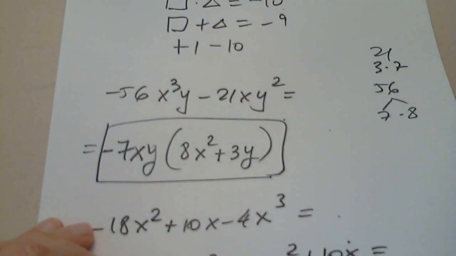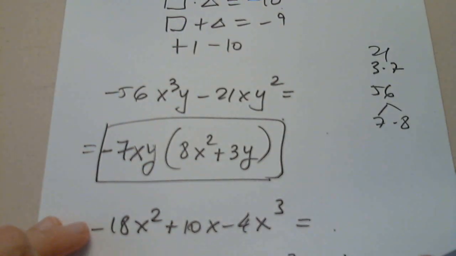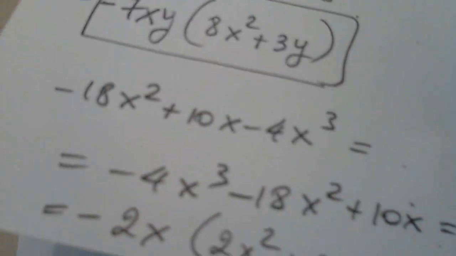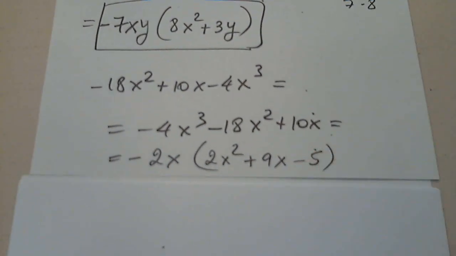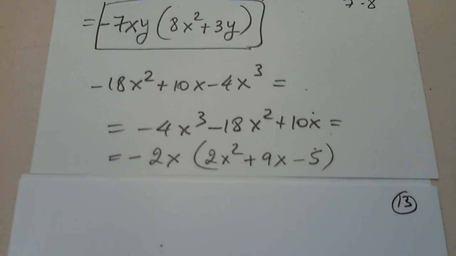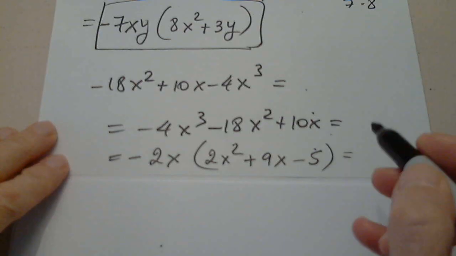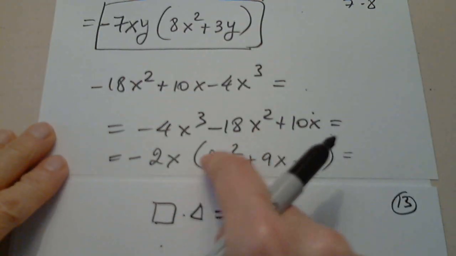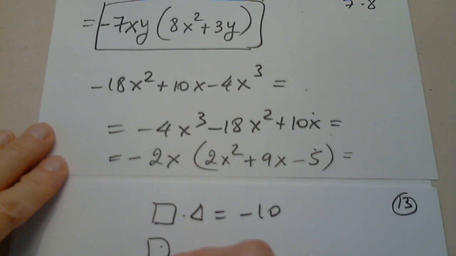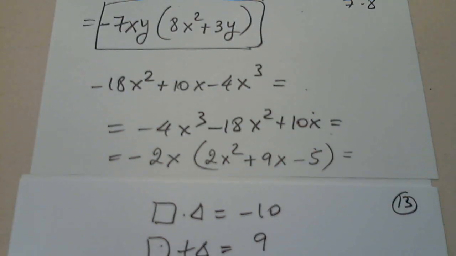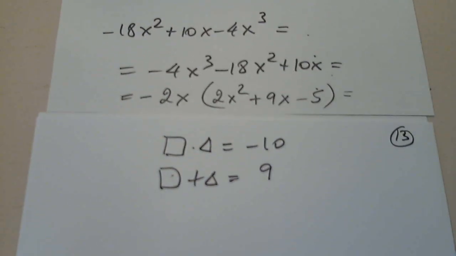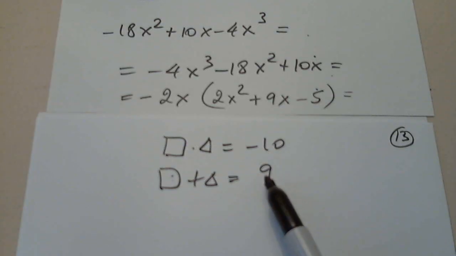Now I have to continue factoring this. It's not a special product, and the leading coefficient is not 1. So I need two numbers whose product is negative 10 and whose sum is 9. The thinking process, the next step: the product is negative, the sum is positive, so one has to be positive, one has to be negative.